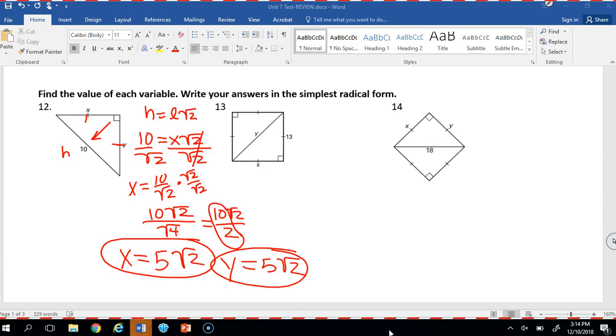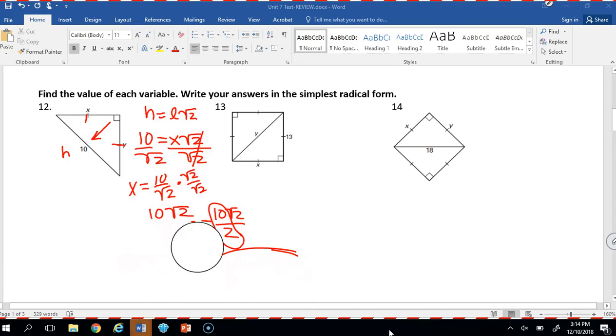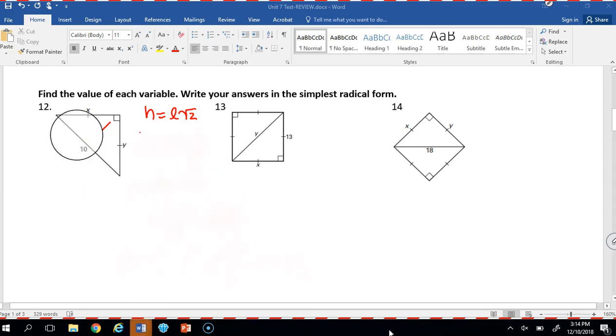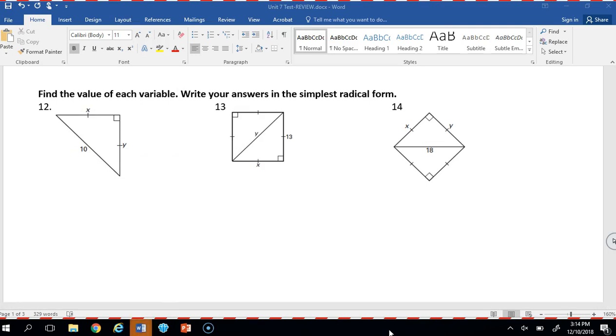Now we're going to go on to the next problem. So I'm going to erase this so I have more room to work. You can go back and watch that part of the video if you need to see it again.